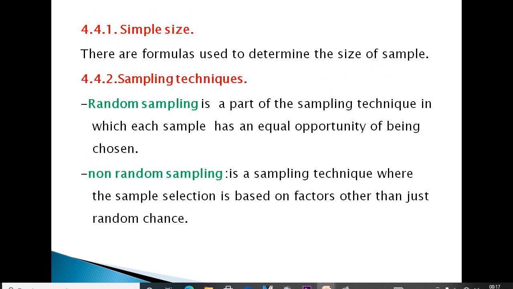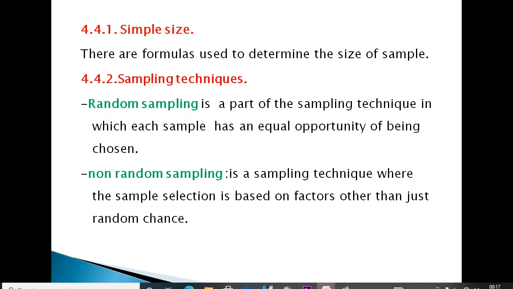So, in a sampling design, the researcher must show the sample size. Here there are different formulas used to determine the size of the sample. I think I'll make a video highlighting some formulas that can help in determining the size of the sample.